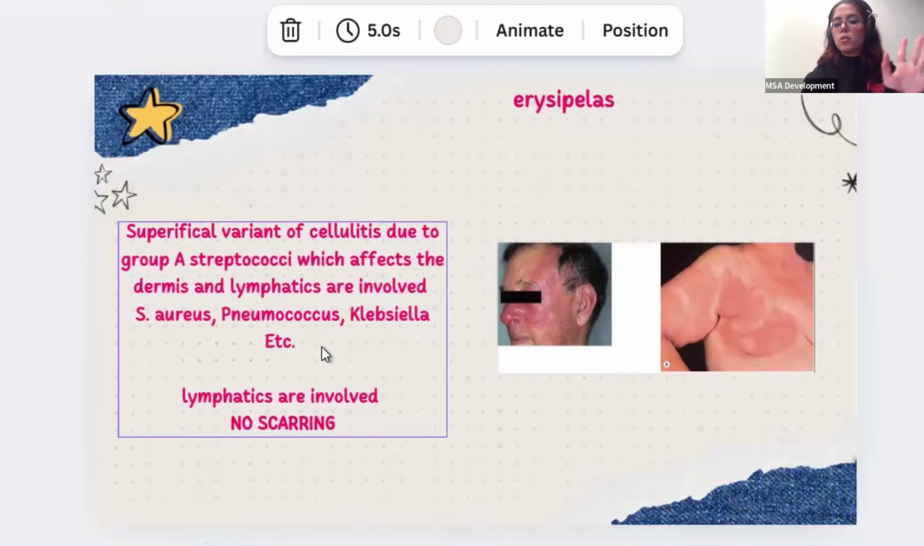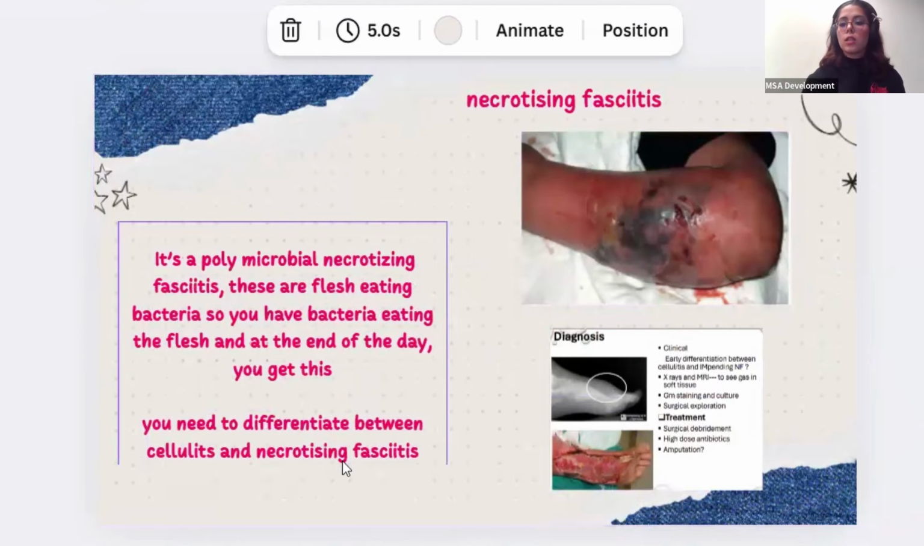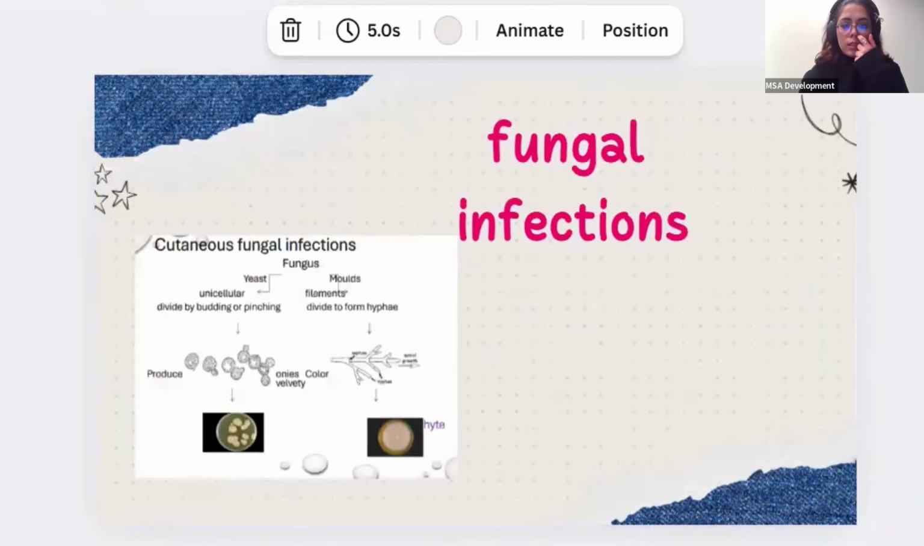Staph aureus, pneumococcus, Klebsiella, okay? This one, no scar, okay? Necrotizing fasciitis, it's flesh-eating bacteria. Okay, this is what it looks like. And you need to differentiate between cellulitis and necrotizing fasciitis. Did the doctor tell me how to do that? No. Okay.